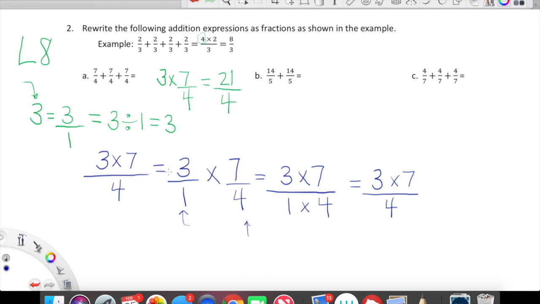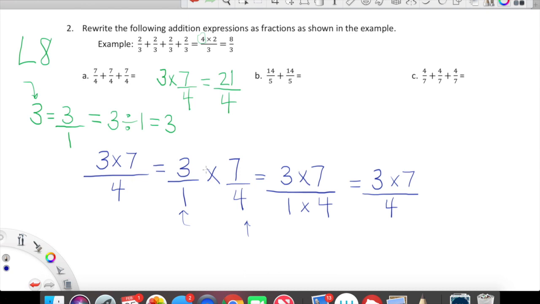Do you guys see how we can do this in so many different ways? Because the beauty of math is that we can represent numbers in a multitude of ways. Okay, so just be very aware of the work we're doing. We're kind of doing some math magic here.